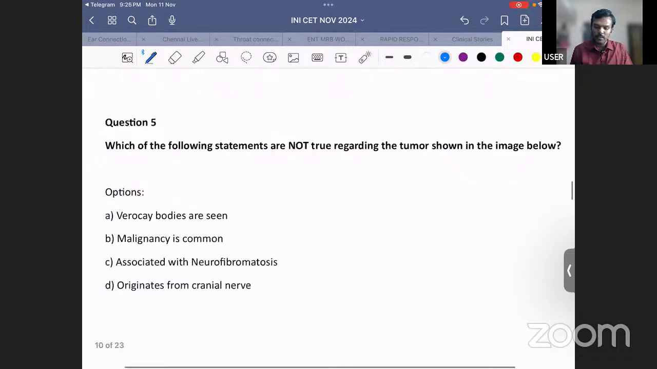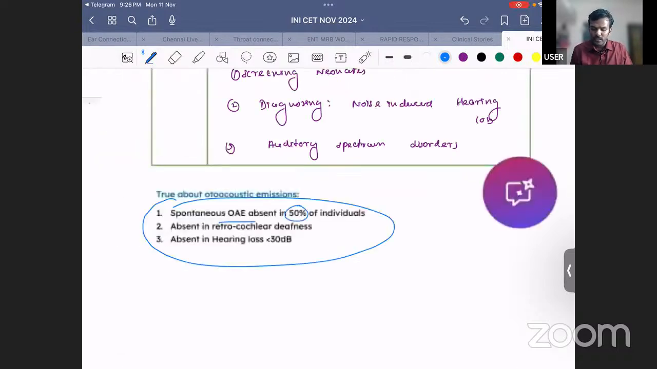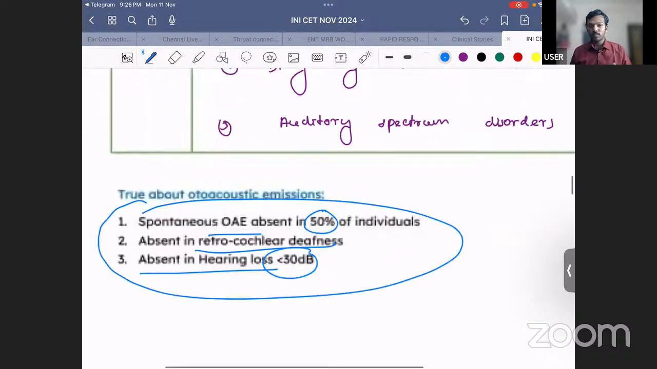So spontaneous OAE is absent in 50%. It is absent in retrocochlear deafness, and absent in hearing loss of more than 30 decibels. These are some special add-on points concerning OAE that you can't see in most books, which we have given in our workbook. It is absent in retrocochlear deafness, but not completely absent in early stages; it will be weakly positive. The nerve will not be responsive for the patient. So absence in retrocochlear deafness is a very important, somewhat confusing point that you need to understand. If the hearing loss is more than 30 decibels, it will be absent. That is also a confusing point that you need to understand.